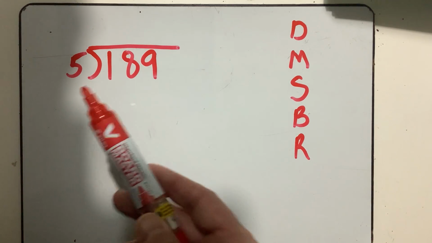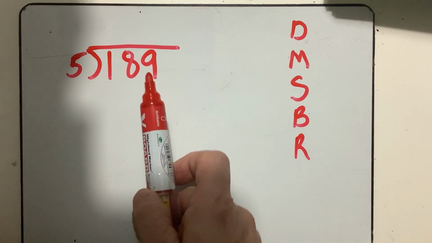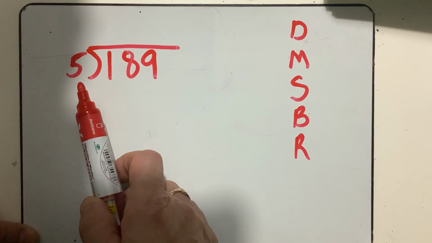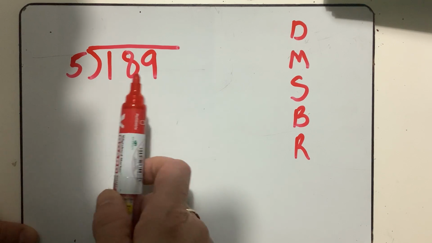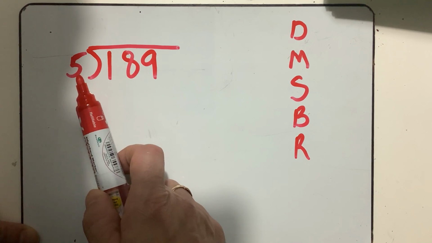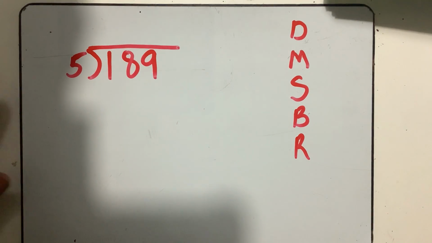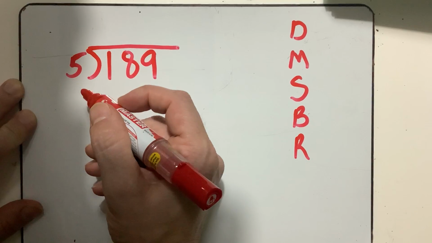Okay, so what we want to do is think about our number here. We've got 189, which is actually our dividend. It's the number we're dividing up. This is our divisor. We're going to divide how many times 5 goes into this. And we're going to end up with our quotient, which is our answer up here. Okay, so let's go through this stage and I'll just show you how it works.